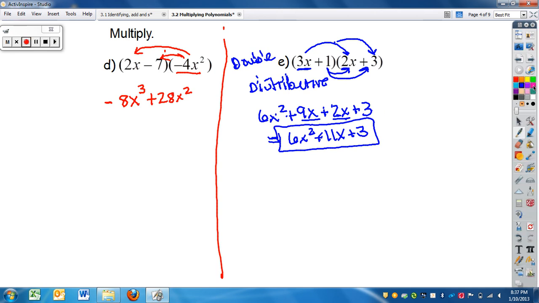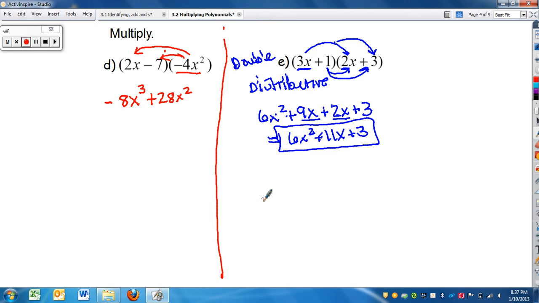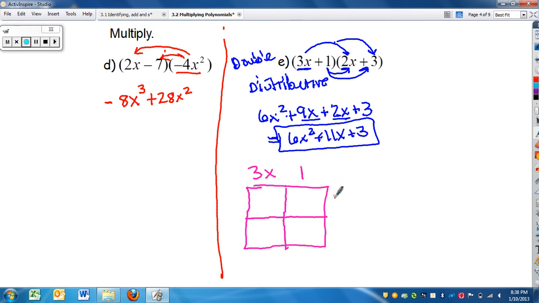The second method, which a lot of students like to use because it keeps it nice and organized, is called the box method. What you do is you draw a box. Now the dimensions of the box change based on what polynomial you have. In this first polynomial, we only have two terms, 3x and 1, so I'm going to have two columns in my box. On the second one, I have a two-term polynomial, so I'm going to have 2 rows in my box. Then on the outside of the box, I am going to put the polynomials. So on the top, I'm going to have 3x and 1, and then on the side, I'm going to have 2x and 3.